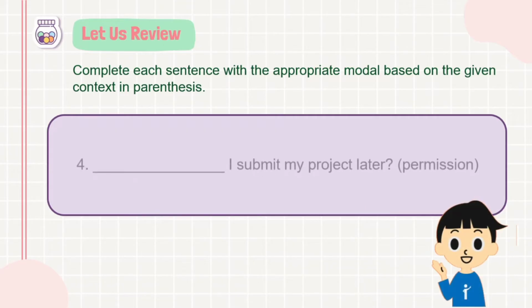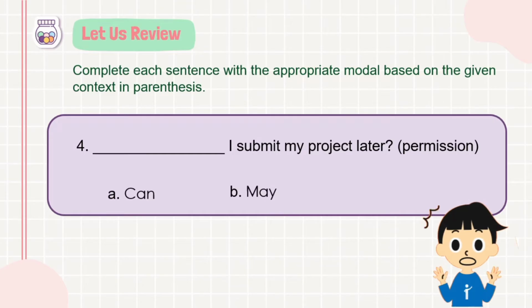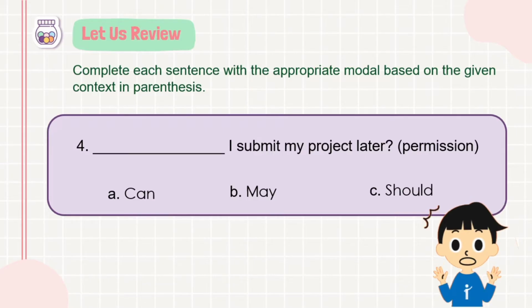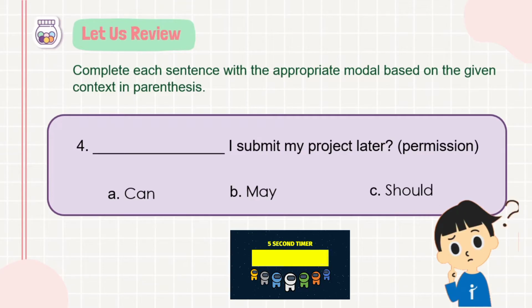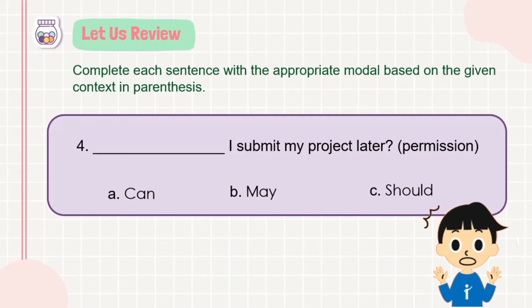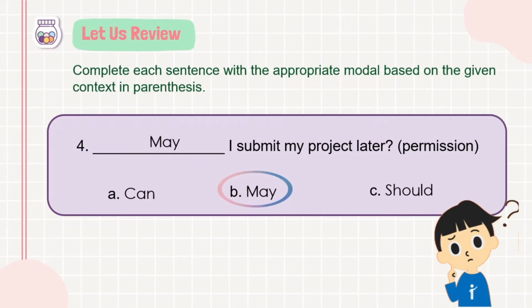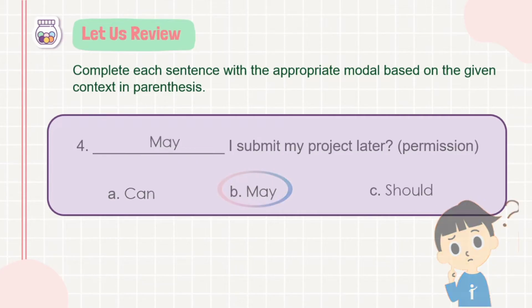How about number 4? Blank I submit my project later. Letter A, can; B, may; C, should. What is the modal verb that should be used that asks permission? Letter B, may. May I submit my project later? Correct. How about the last one?